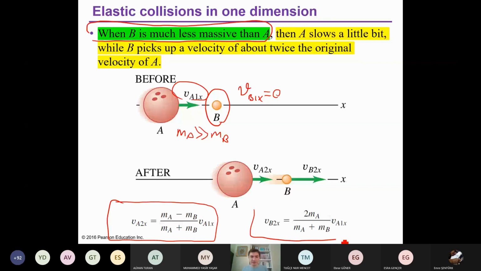So look at this expression. This MA is much bigger than MB, then this part of the equation will be MA. And this MA here is much bigger than MB, then this part will also be roughly equal to MA. MA will cancel this MA, and then finally what will we have? Finally, we will have this one. The final velocity of the A ball will be roughly about the initial velocity of the A ball.